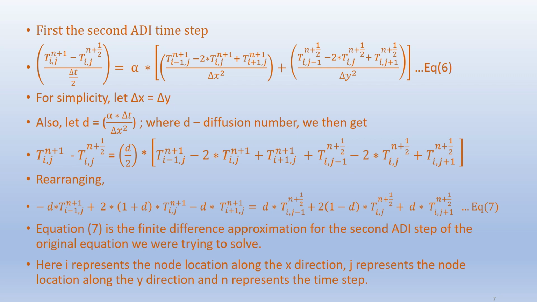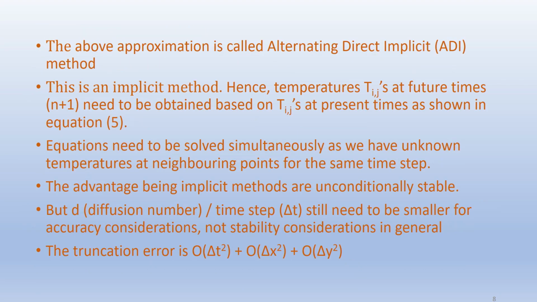In general, equation 7 is the finite difference equation for the second ADI step of the original equation we were trying to solve. Here i represents the node location along the x direction, j represents the node location along the y direction, and n represents the time step. The above approximation is called the alternating direction implicit, or ADI, method.